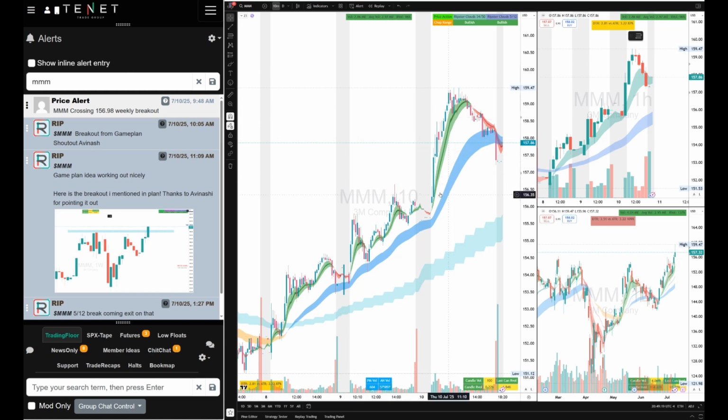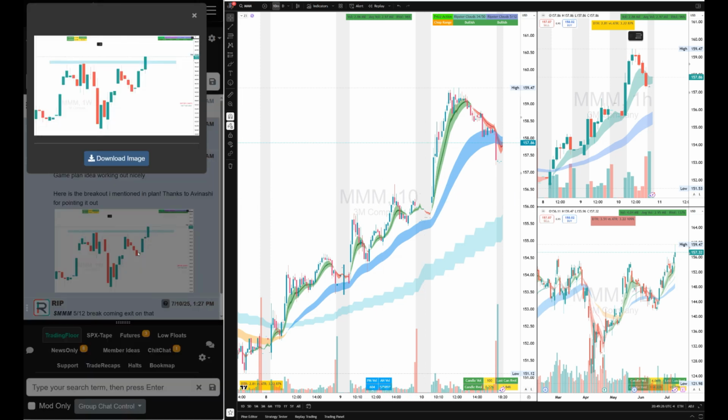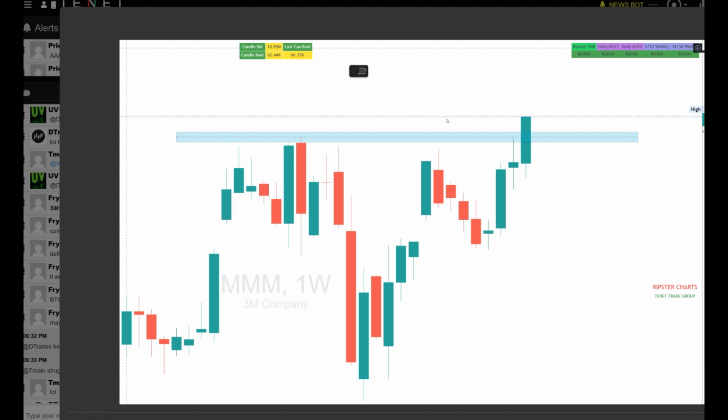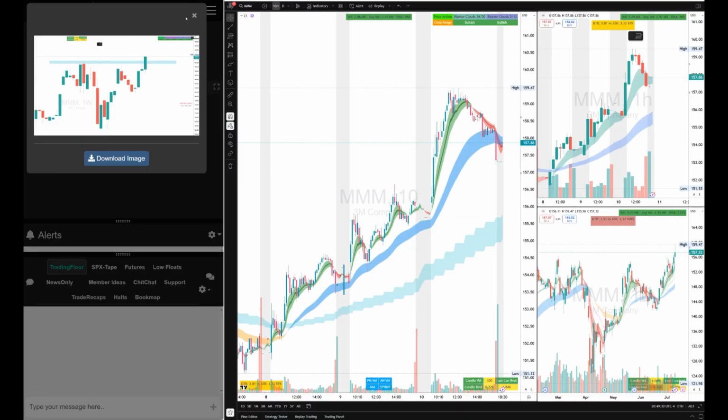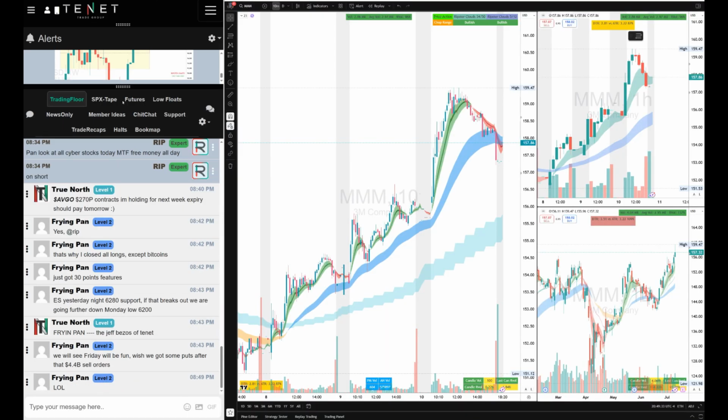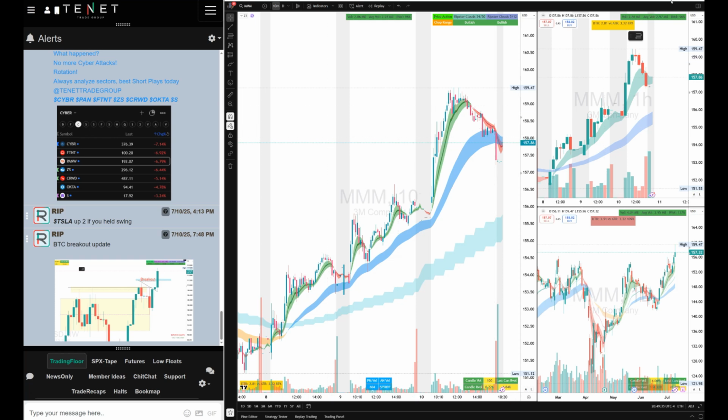You take it long, take the weekly breakout all the way to 159. Beautiful long trade, guys. Beautiful long trade. This is the breakout I'm talking about. This is how you analyze the charts. I might do a webinar on these weekly, daily breakouts for the swing and day traders soon.